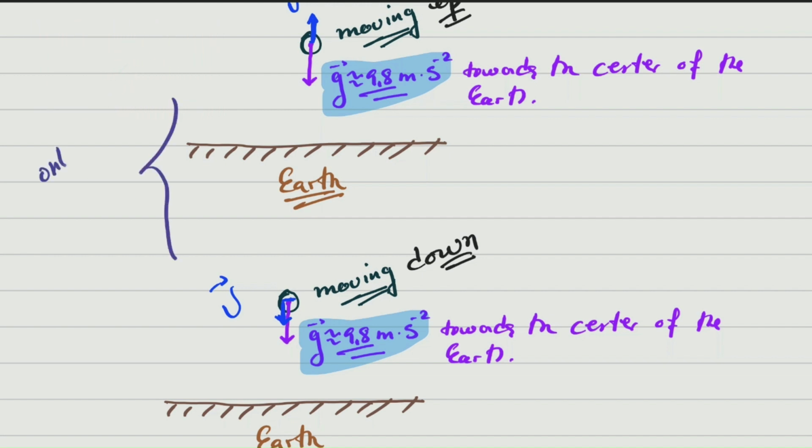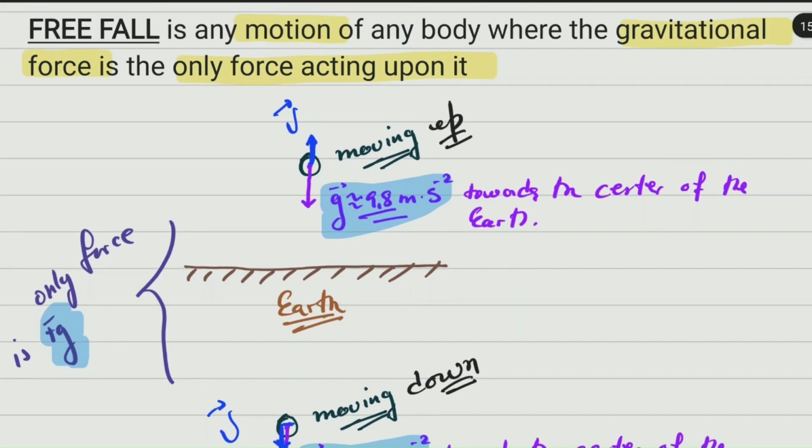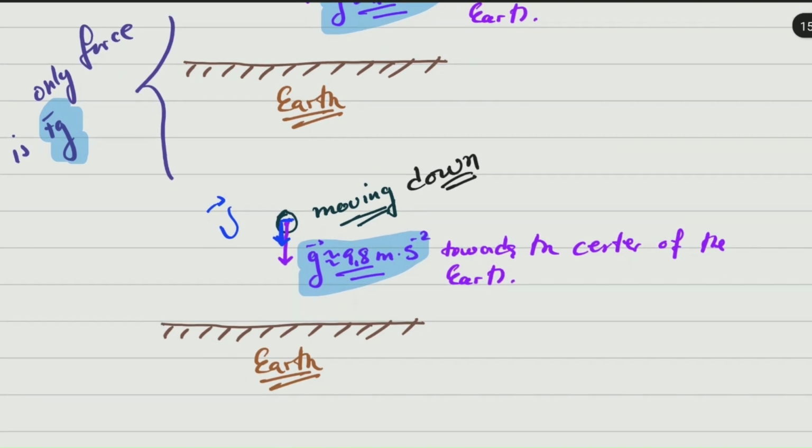Remember, the only force is the force of gravity. I'm going to write it with a symbol there. The only force is the force of gravity, so the acceleration is only the acceleration due to gravity, and it's always going to be downward. It doesn't matter if the object is moving up or down or horizontal. However, here we're going to only focus on the vertical motion, which is up and down.